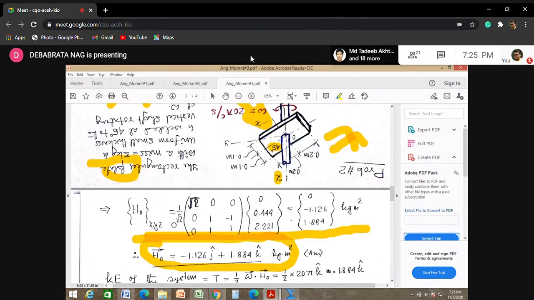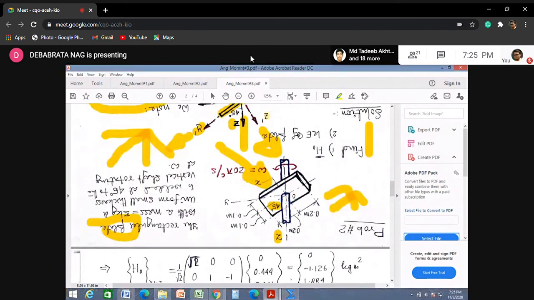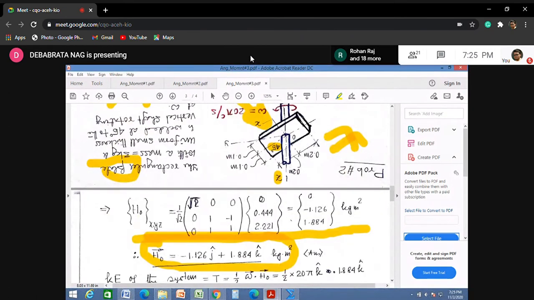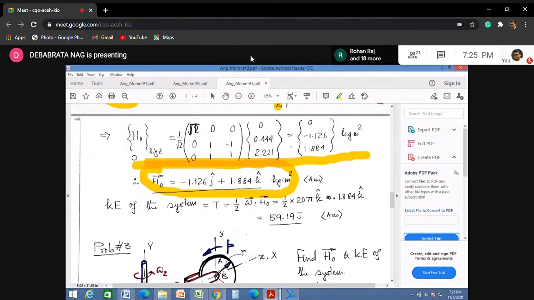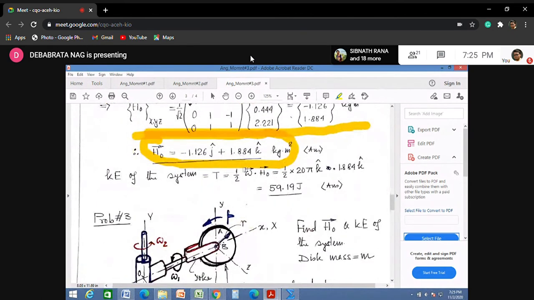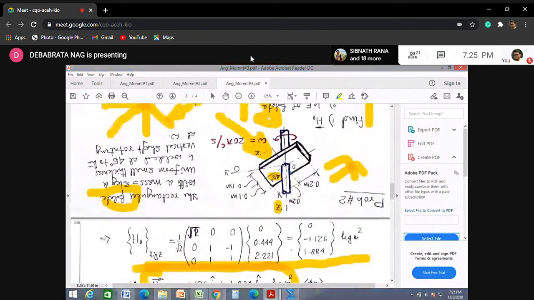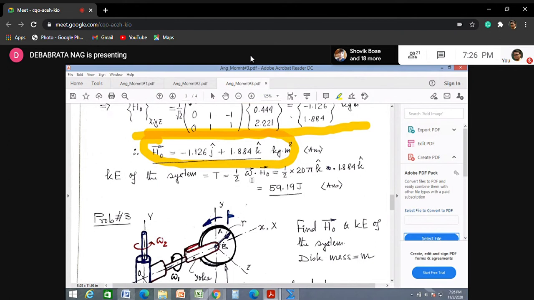And then we have been asked to find the kinetic energy of the plate system. The plate has a mass of 3 kg. So it is now simple. The kinetic energy, because you have only rotational motion and no translational motion of the center of mass, right? Because your center of mass is on the axis of rotation, so you don't have any translational motion of the center of mass. So it is simply the dot product of the angular velocity vector with the angular momentum vector.